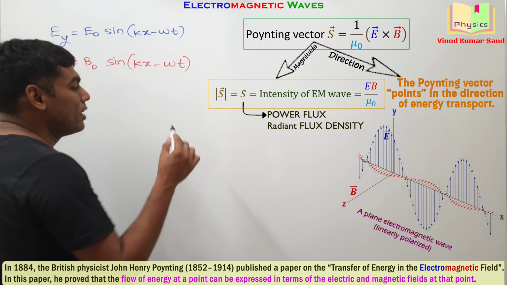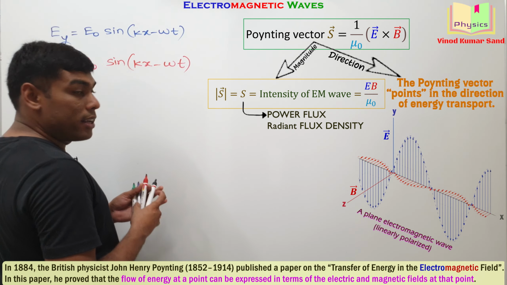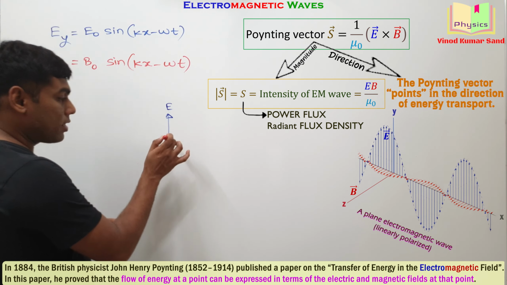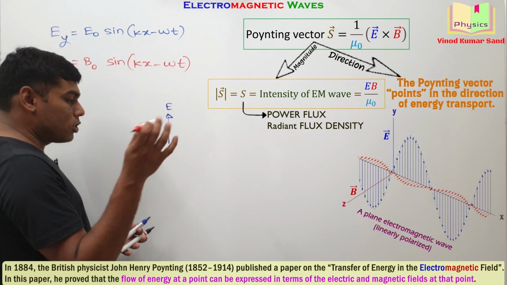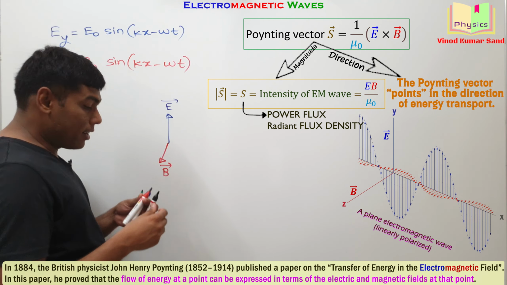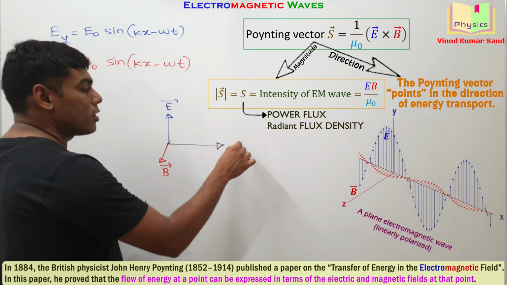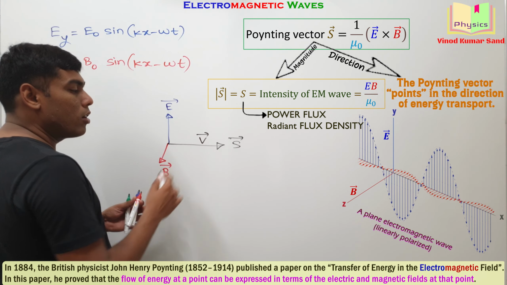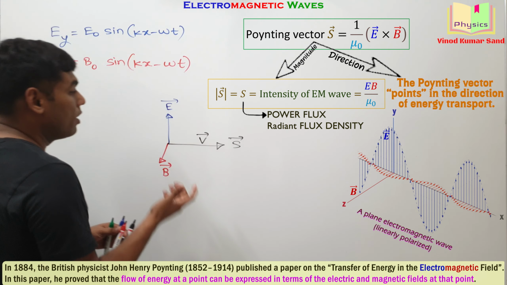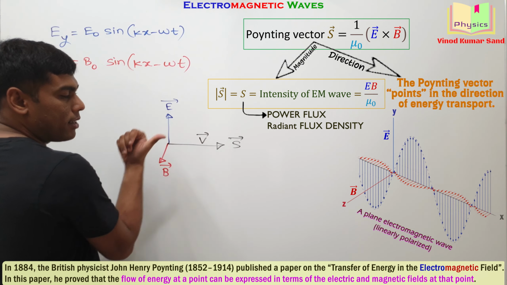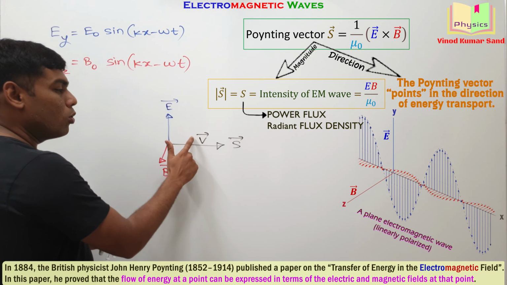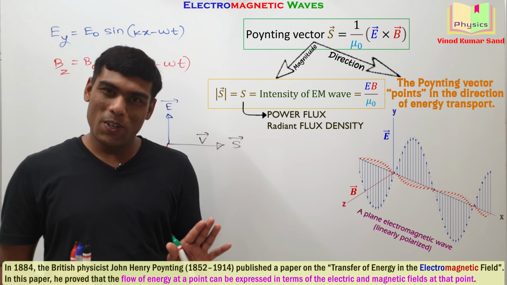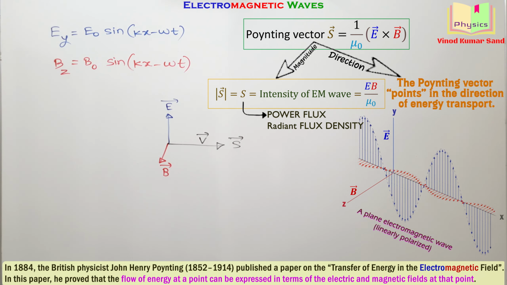For example, suppose the electric field is in the upward direction like this. The magnetic field is coming towards you in this direction. Then the Poynting vector, the S vector, will be in this direction. S vector will always be in the direction of the propagation of the EM wave. We can check E vector cross B vector is pointing in this direction. So S vector is in the direction of the propagation of EM wave. Okay, you may note down these things.